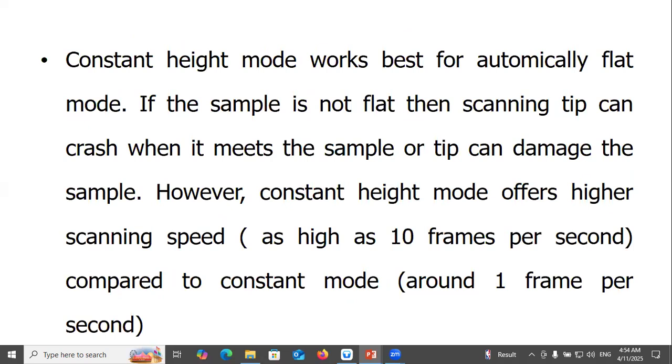Constant height mode works best for atomically flat samples. If the sample is not flat, then the scanning tip can crash when it meets the sample, or the tip can damage the sample. However, constant height mode offers higher scanning speed, as high as 10 frames per second, compared to constant current mode at around 1 frame per second.